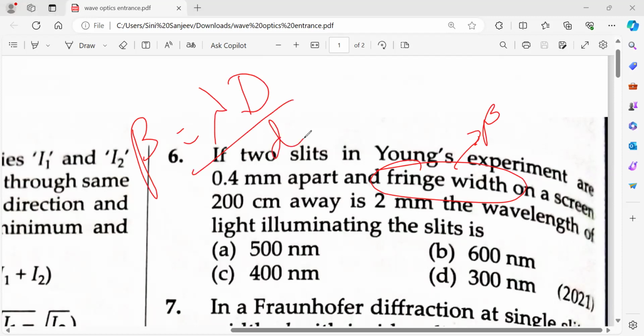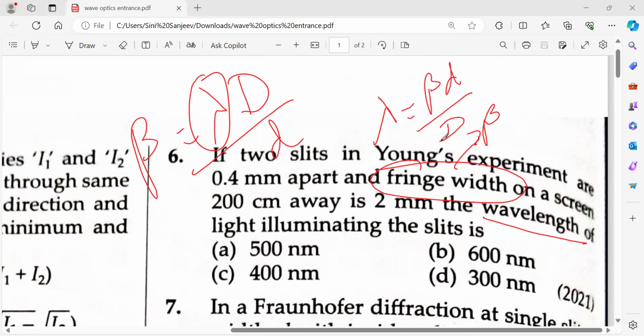Correct? Now what do I have to find? I have to find the wavelength, lambda. So what is my lambda? Beta d by D. That's all. Fringe width is given. Correct? Yes. 200 centimeter, I told you 1 meter is equal to 100 centimeters, so this I can write as 2 meter.